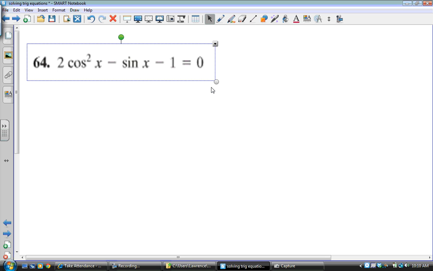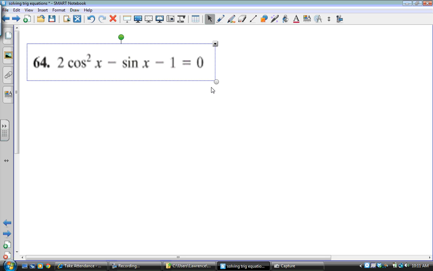Over there to your left, half angles, double angles, sum and difference. What are those that aren't written over there that we're supposed to use? Yeah, Pythagorean identities, reciprocal identities, okay, all that kind of stuff.